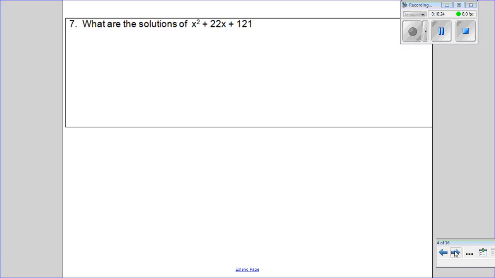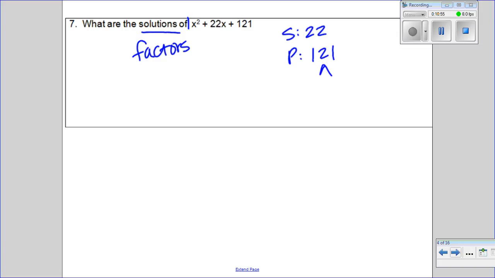What are the solutions of x squared plus 22x plus 121? Sorry. So this is asking for my factors. Solutions is another word for factors, where it's going to cross the x-axis officially. So I'm going to bring this down, it just has a 1 right in front. Remember our first step, so I just have to do my sum and product. My sum is 22, my product is 121.